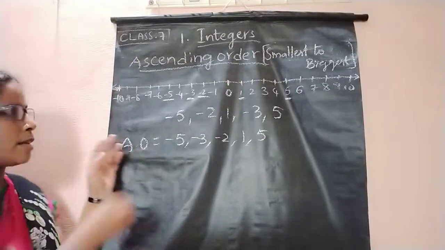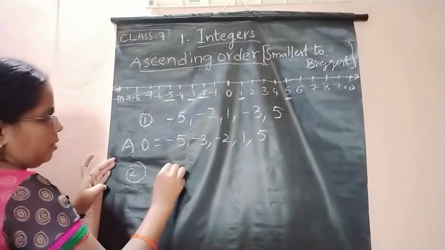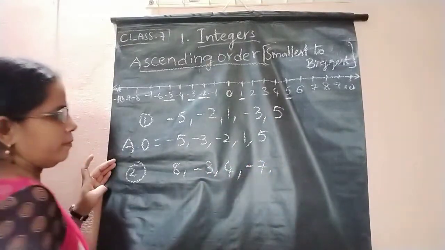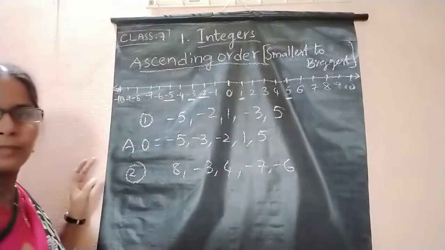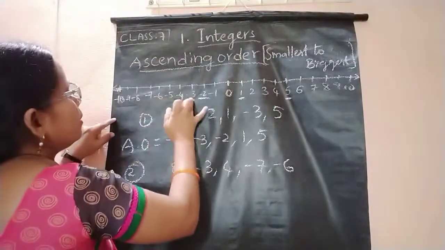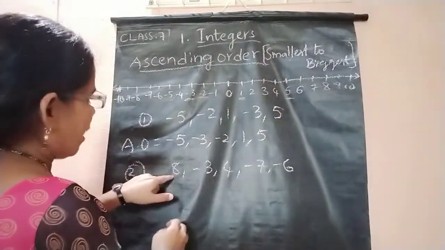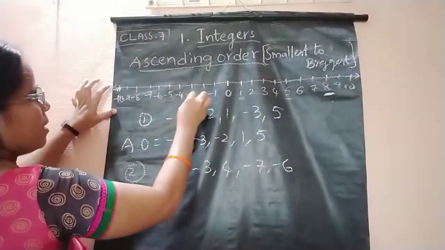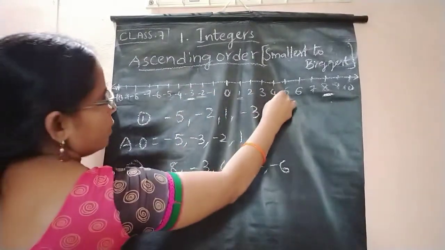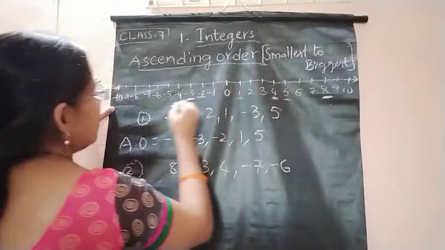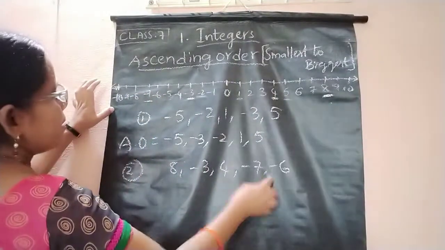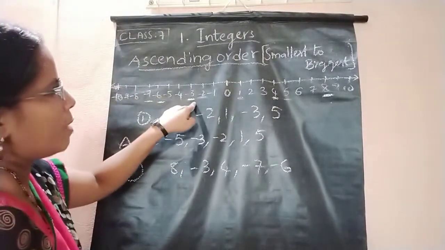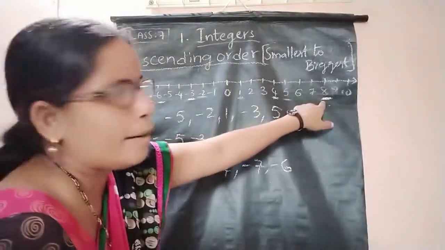If you take another example, 8, minus 3, 4, minus 7 and minus 6. Now check here. Where is 8? Here it is 8. Where is minus 3? Here minus 3. And next 4. Next minus 7, here minus 7. Minus 6, it is here. So as I already indicated, minus 7, minus 6, minus 3, 4 and 8.